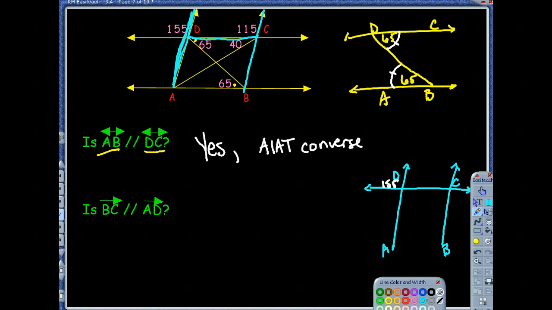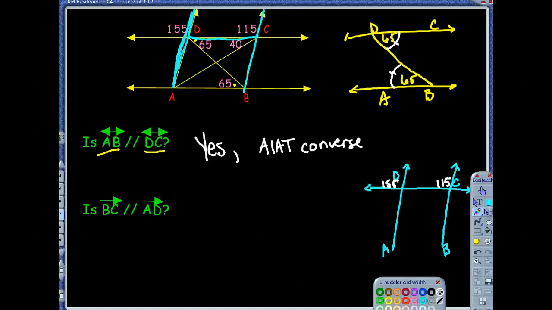And then at point C, 115, which is right up there next to that. And there's a 40, but again, that needs another transversal. Exactly. That's going to help us. All right, what kind of angles are those? Those are corresponding angles. And what do you notice? Well, they're different.